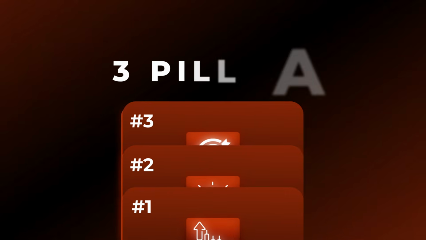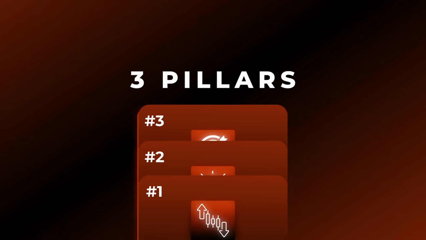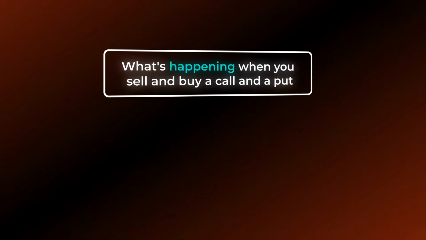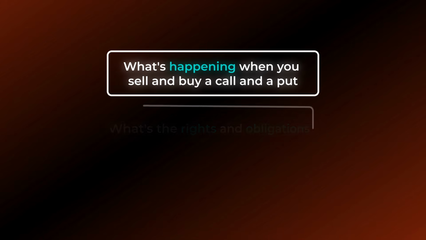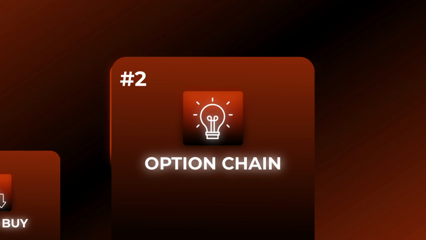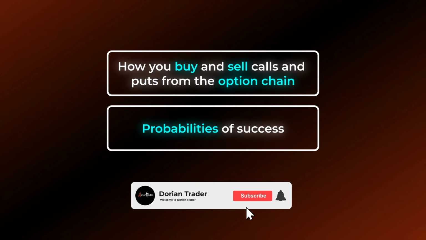It's three different pillars that we consider making up the basis of options. You have the first pillar, which we're going to talk about, and that's what is the call and the put, what's happening when you sell and buy a call and the put, and what's the rights and obligations. Then you have the second pillar, and that's what is the option chain and how do you use that option chain, because that's how you buy and sell calls and puts from the option chain and understand if you're in the money and out of the money and your probabilities of success.